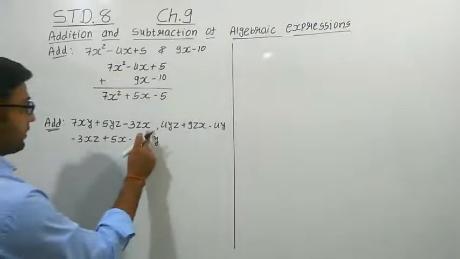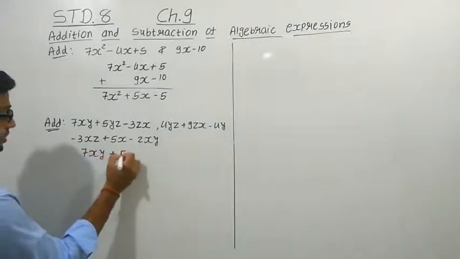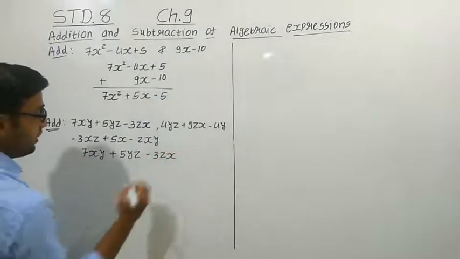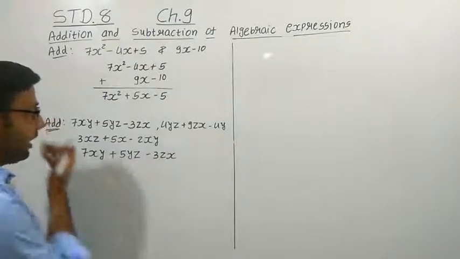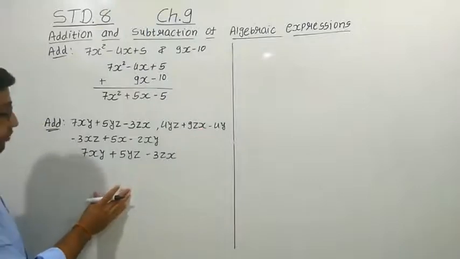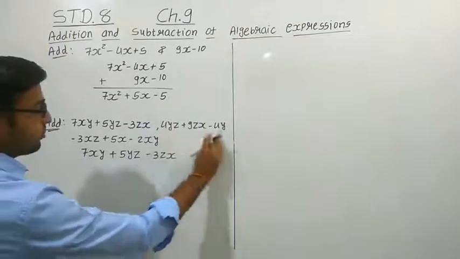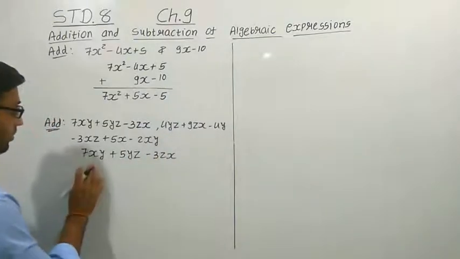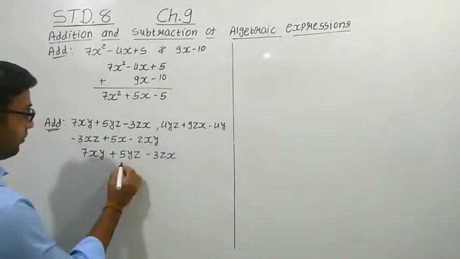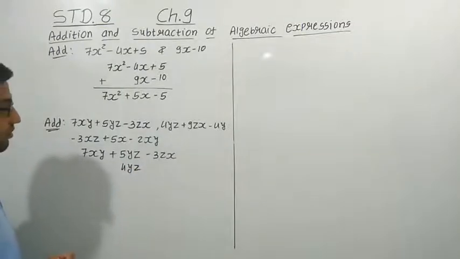So first of all, let us write the first expression, that is 7xy plus 5yz minus 3zx. Right? Now we have to add this algebraic expression with this expression. So we have to write the like terms, right? 7xy. See, there is no term with xy, so here we cannot write any term. 4yz is there. So we can write 4yz here because these two are like terms.